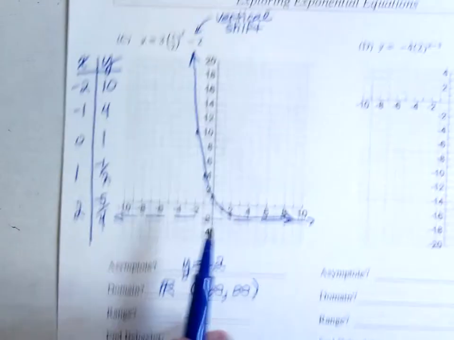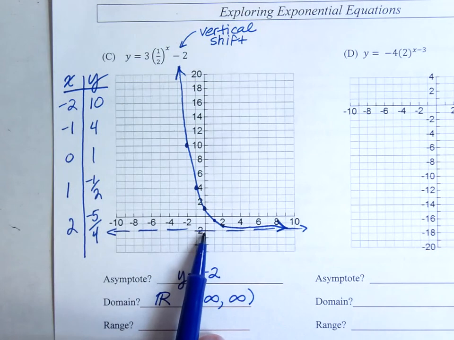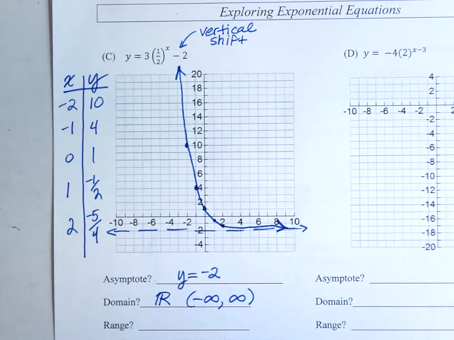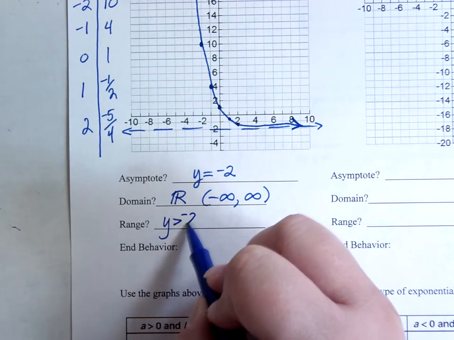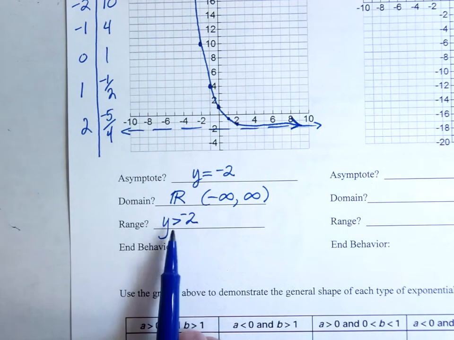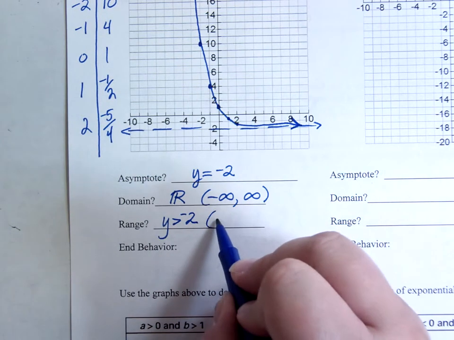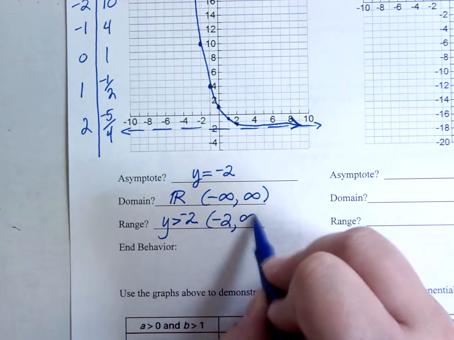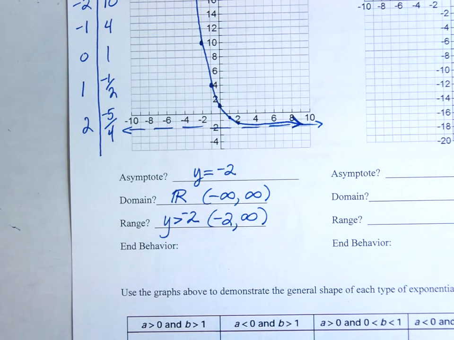The range here is going from -2 up, but it's not actually going to ever touch -2. So y is greater than -2. If this had been greater than or equal to, I would use a bracket with -2. But as it is, it's just greater than, so I use parentheses. So on these, you would always use parentheses for your interval notation because it's never going to touch the asymptote.